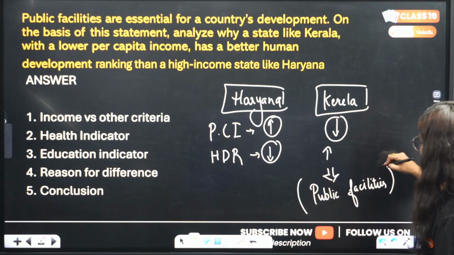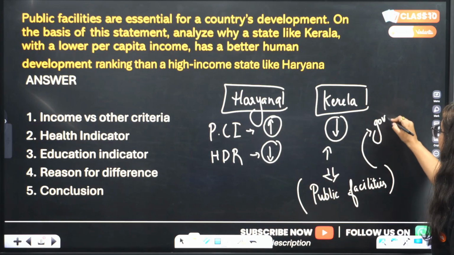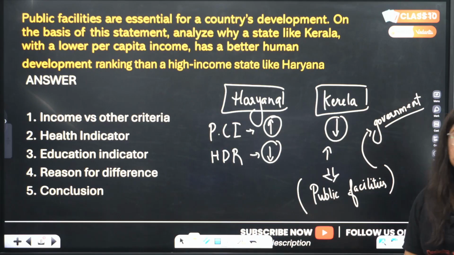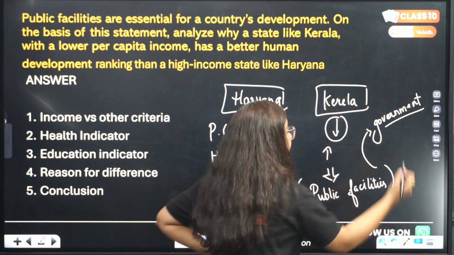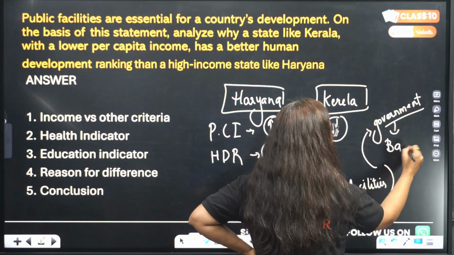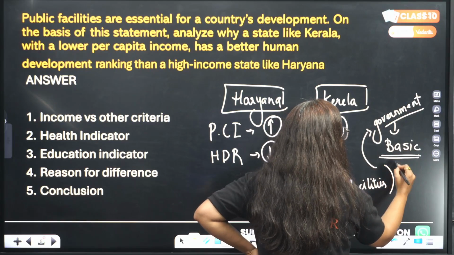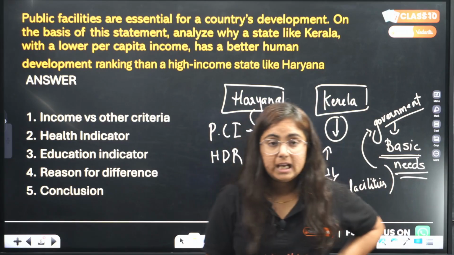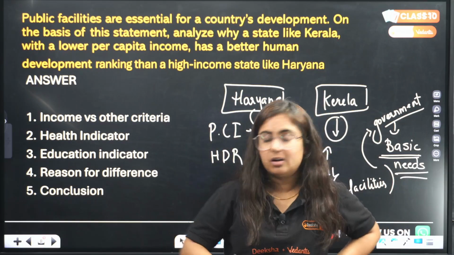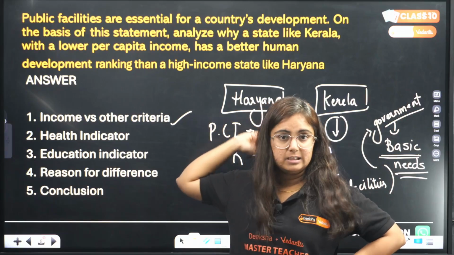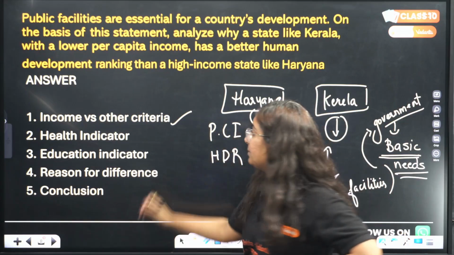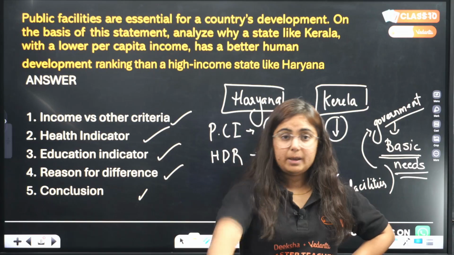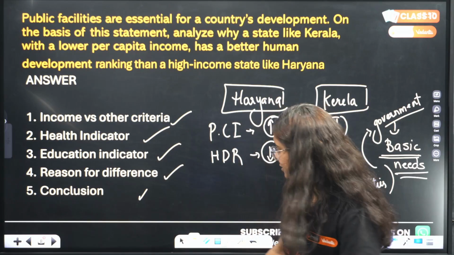Now public facilities are the facilities on which the government is working. When the government works, it will focus on basic services or basic needs like education, healthcare, etc. So these are the reasons: income and other criteria, education matters, not only income, health indicator, education, reason for difference, and the conclusion. Will you be able to frame this answer? Yes, I know my students are smart.